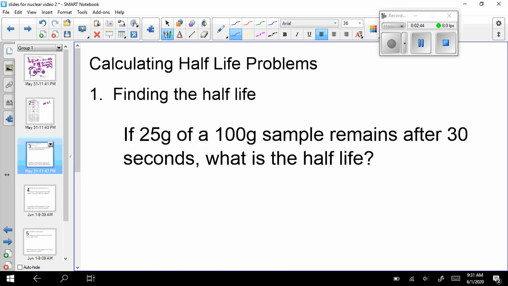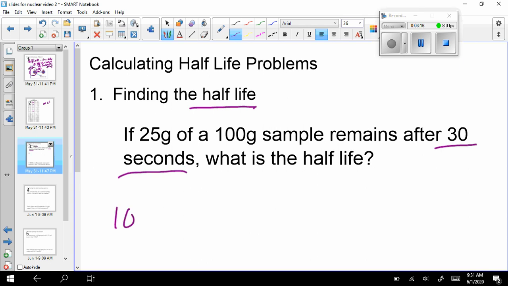So you're going to be spending all of this week's work doing calculations. So I think you've probably learned some of these before. You're definitely going to need a calculator and your reference table. So grab that if you don't have it. So the first one is, if it's not one of the ones listed on table N, or they haven't told you what it is, how do you find the half-life? So if 25 grams of a 100 gram sample remains after 30 seconds, so 30 seconds is the total time that's gone by, what's the half-life?